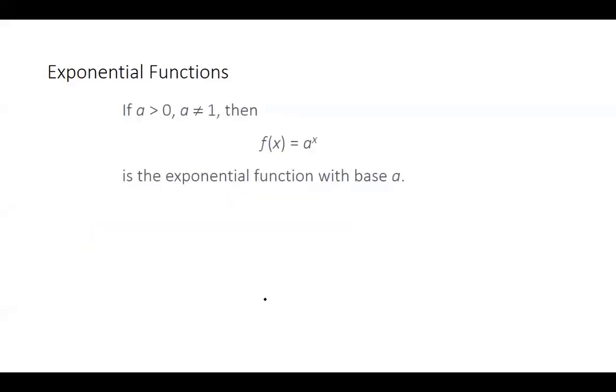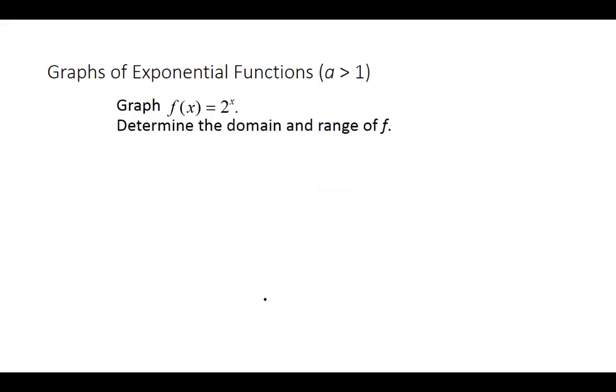If a is greater than 0 and a is not equal to 1, then f of x is equal to a to the power of x is the exponential function with the base a. Here we want to graph f of x equal to 2 to the power of x and determine the domain and range of f. This is where a is greater than 1. We can make a table.